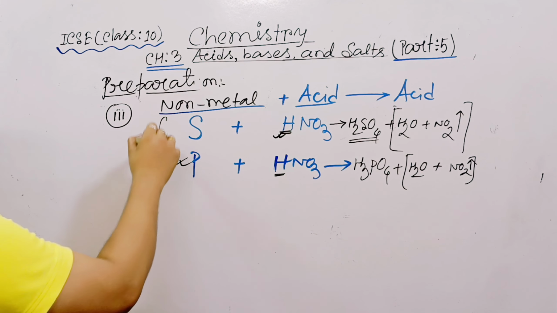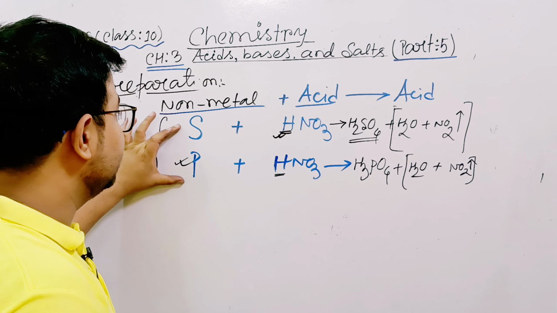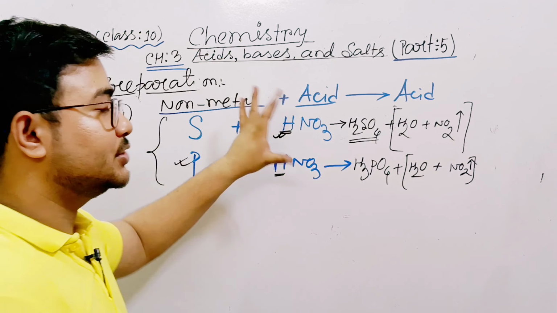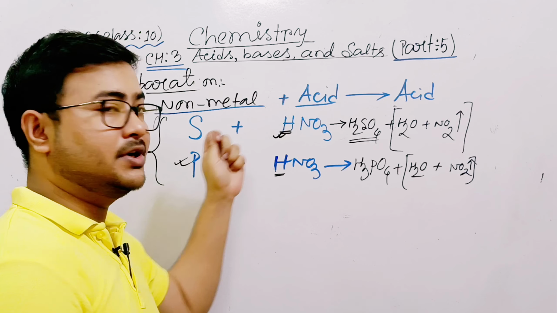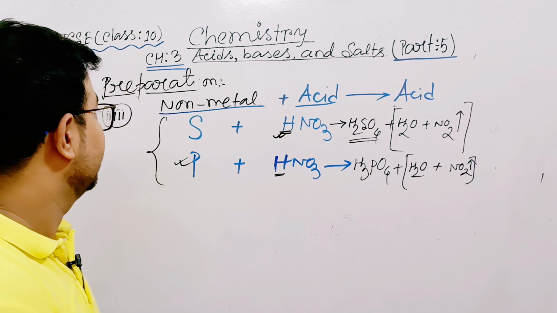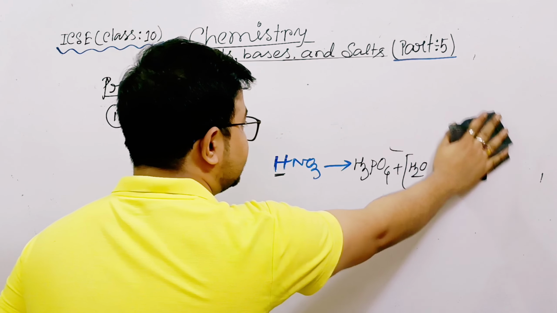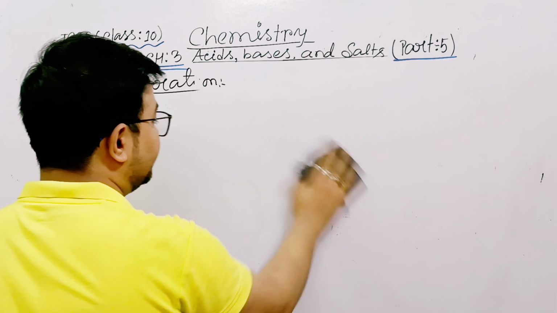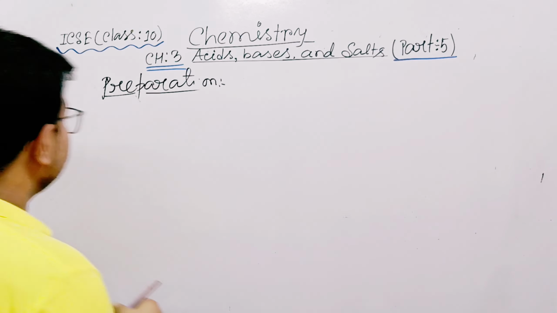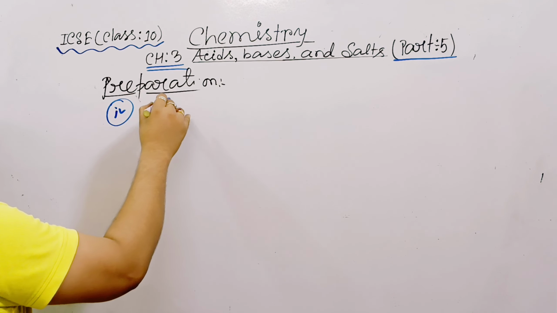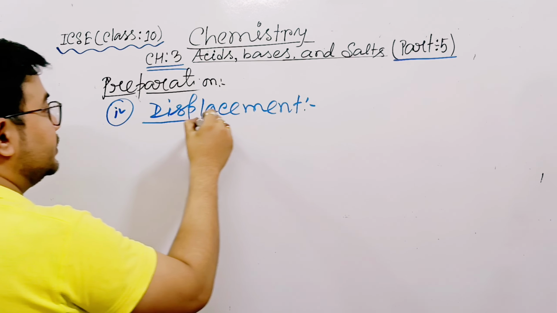Done. So we have only these two according to our board syllabus, ICSE. We have only these two reactions where non-metals react with nitric acid to give their corresponding acids: sulfur, sulfuric acid; phosphorus, phosphoric acid. Done. Okay. So now preparation number 4. This is the last preparation according to our syllabus. Preparation number 4 is displacement. Now displacement of what?